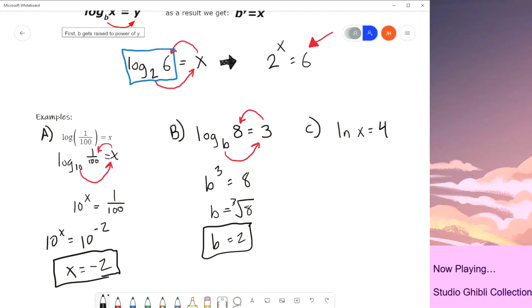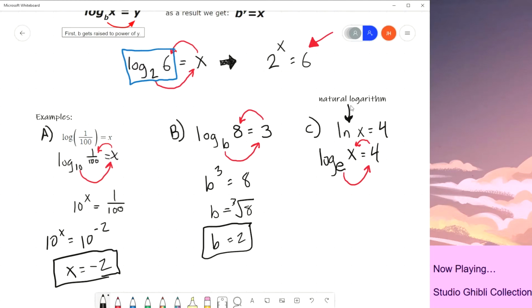Now, ln is called the natural logarithm. Essentially that's just a log which has that base e. So this is the same thing as having log base e of x equals 4. If you don't remember e, look back at our classwork. So to undo this, I would get that e to the 4th is equal to x.